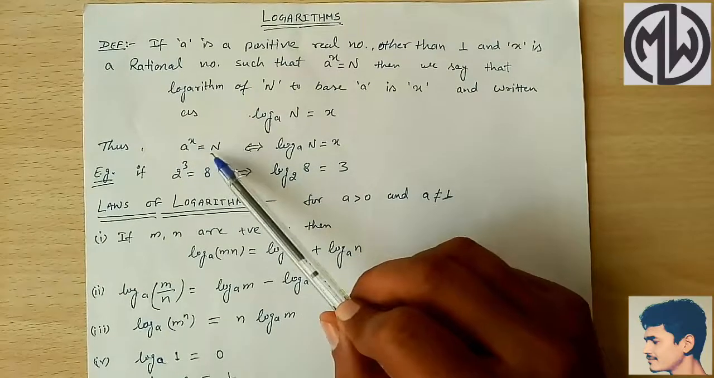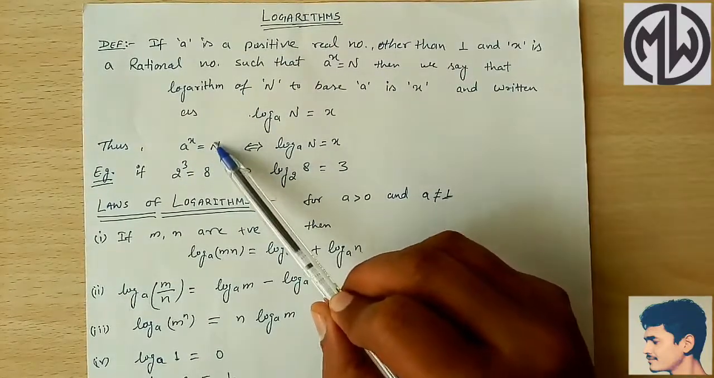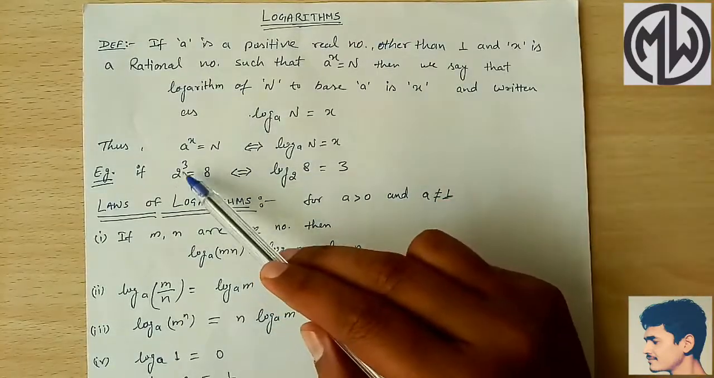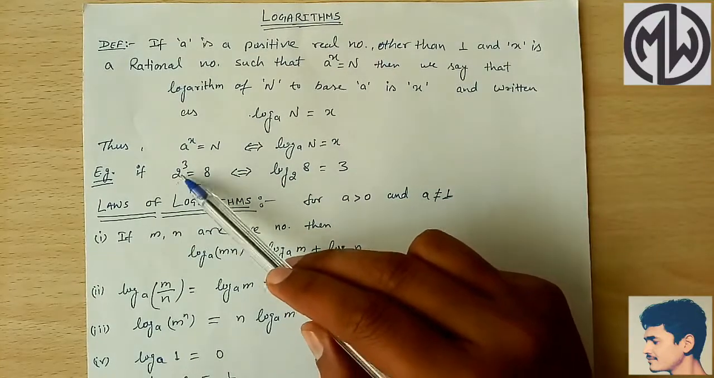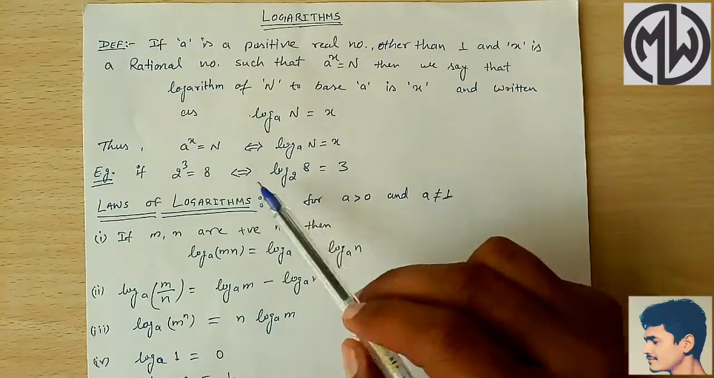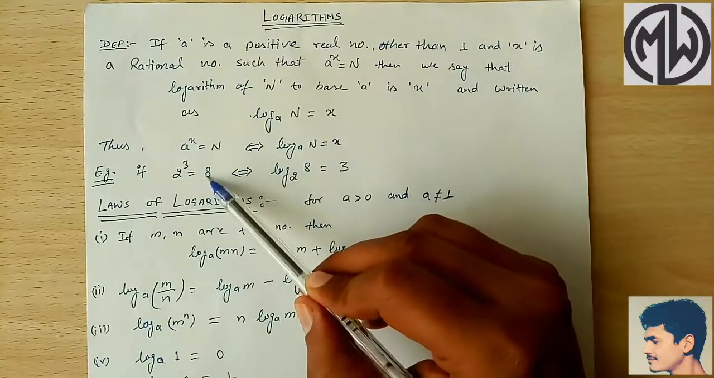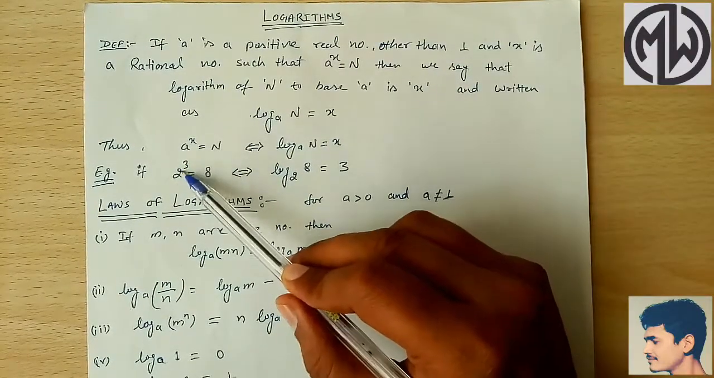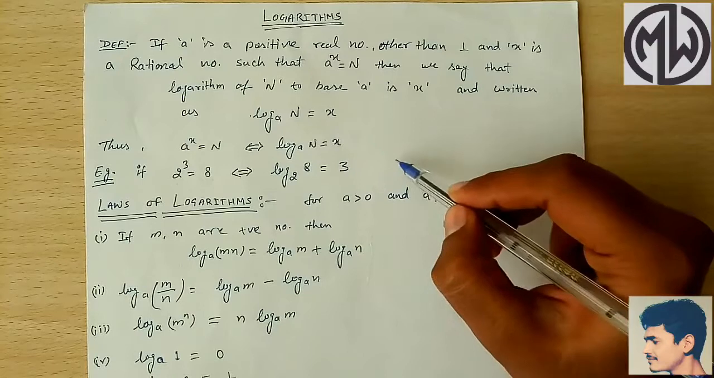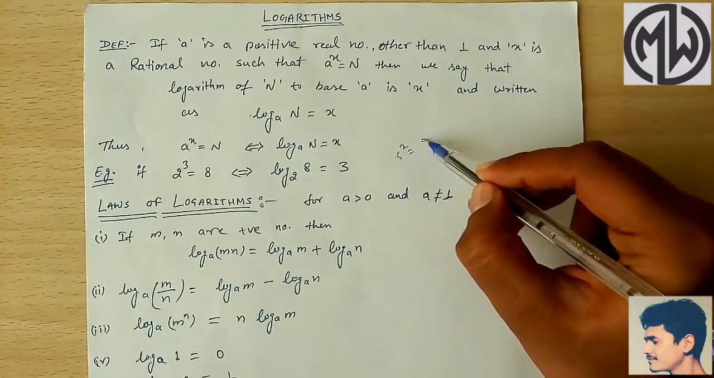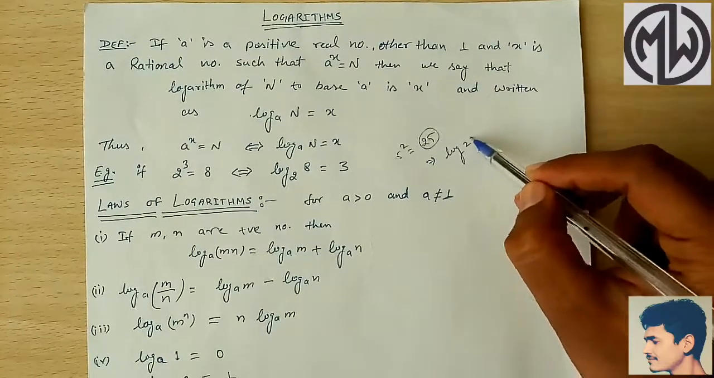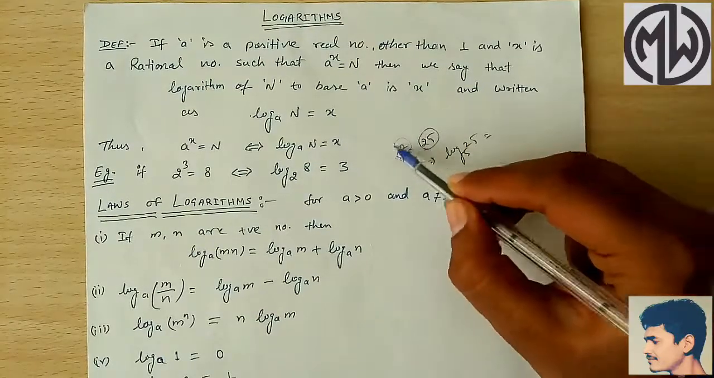If a raised to power x is equal to N, then log of this number with this base is equal to this number. Okay, for example, we have 2 raised to power 3 is equal to 8, because we know that if 2 is multiplied 3 times, the answer is always 8. Alright, so log of 8 with base 2 is equal to 3. Okay, if we say that 5 raised to power 2 is equal to 25, then it implies that log of 25 with base 5 is equal to 2.